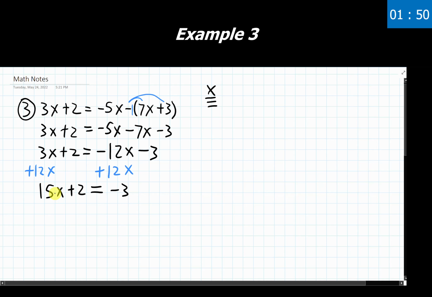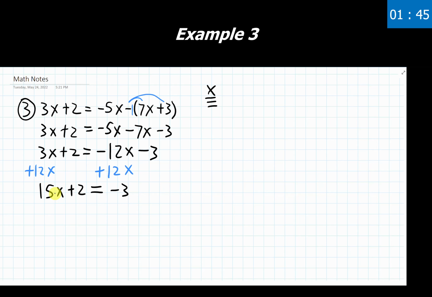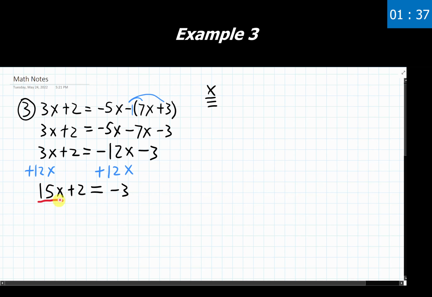So now step 4 gets to come into play. I'm going to isolate the variable term on one side by eliminating all constant terms on that same side. So we look at this and we say, I have a variable term here, and I have a constant term over here. Again, my goal is to get x all by itself on one side of this equation. So I need to get rid of this plus 2 over here because I want to get the variable term alone. So I'm going to get rid of this plus 2 by subtracting 2 from both sides of this equation.